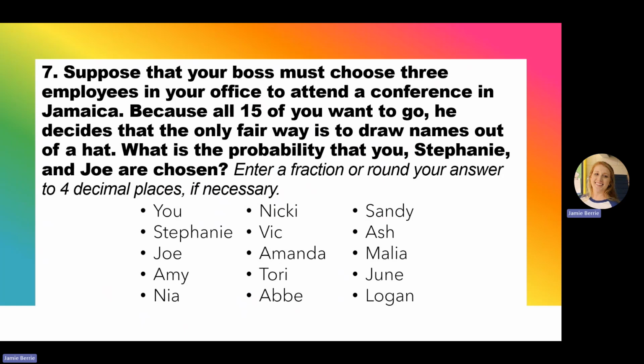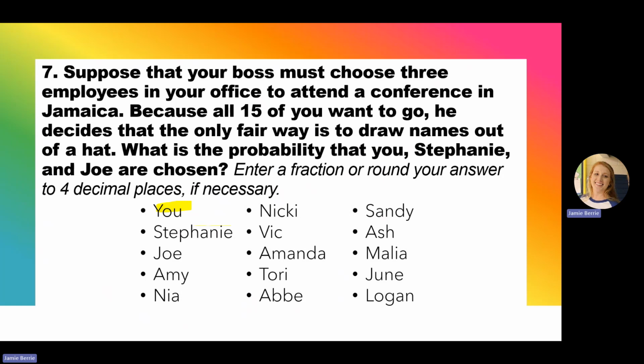All right, so I just came up with like 15 names here for, let's just say this is all of the employees, just to think about the choices that we're making here. What we would like to happen is that you, Stephanie, and Joe get to go on the trip. But there's a lot of other things that could happen, right? Like maybe you, Stephanie, and Amy get to go. Or maybe you, Stephanie, and Nia get to go. Or you, Stephanie, and Nikki. Or maybe Stephanie doesn't get to go at all.